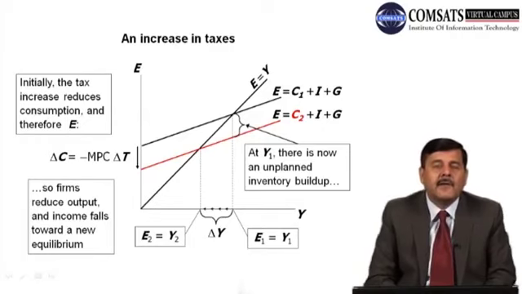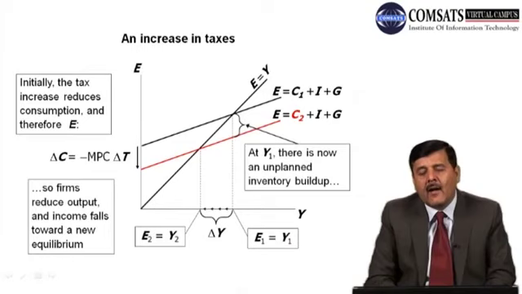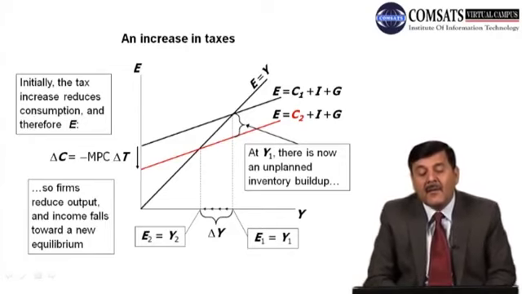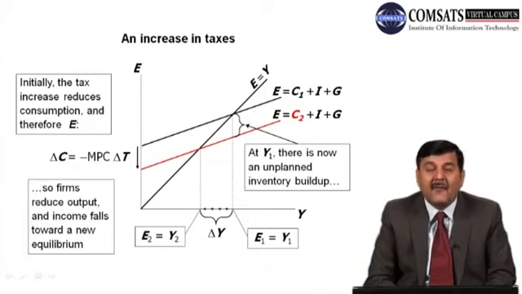We have the expenditure line, E is equal to C, 1 plus I plus G. Economy is at equilibrium where both these two curves are intersecting, and the income level is at Y1. Now what will happen if the government increases its taxes?